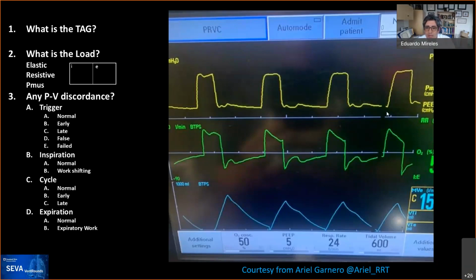In terms of the interactions, the trigger was felt to be normal by the majority of people, though some called this an early trigger. In terms of inspiration, the majority thought this was normal or some work shifting. In terms of cycle, two people read some features of early cycling, and the rest were unsure. And for expiratory work, the majority of people felt that this was expiratory work.